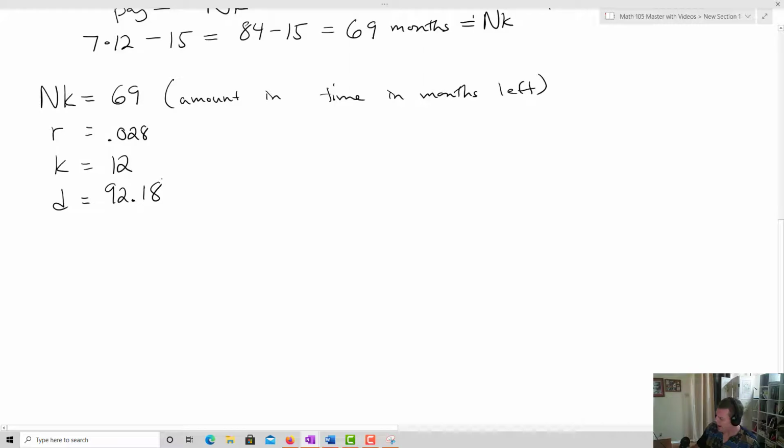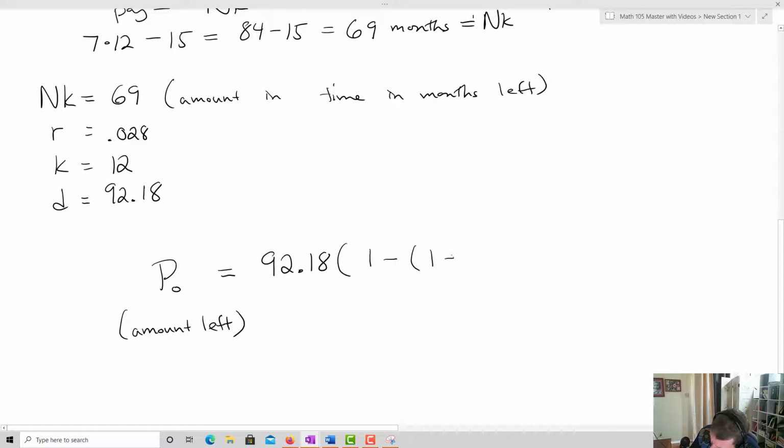So what I'm going to do now is I'm going to actually plug that in my calculator. Now P naught, right, is not exactly our initial amount, right? This is now going to be the amount left. So we're going to solve for P naught. So P naught is going to equal $92.18 times 1 minus 1 plus 0.028 divided by 12 to the negative 69th power, excuse me, divided by 0.028 divided by 12.